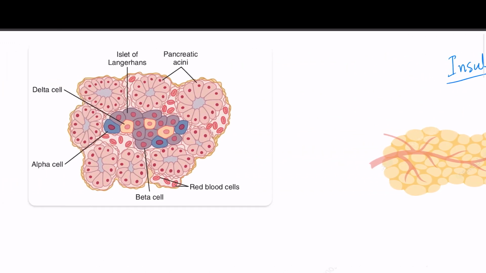Islets of Langerhans have three types of cell: the alpha cells, the beta cells, and the delta cells. Beta cells of the pancreas secrete insulin. Alpha cells secrete glucagon, and delta cells secrete somatostatin and gastrin.